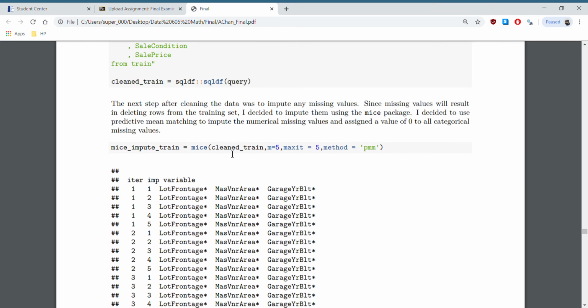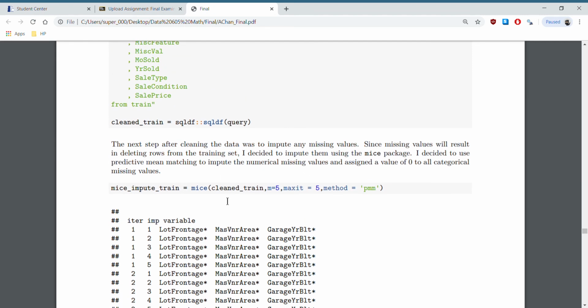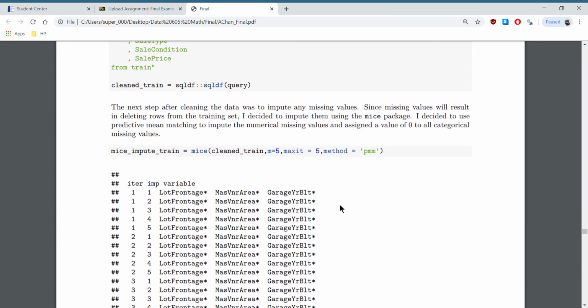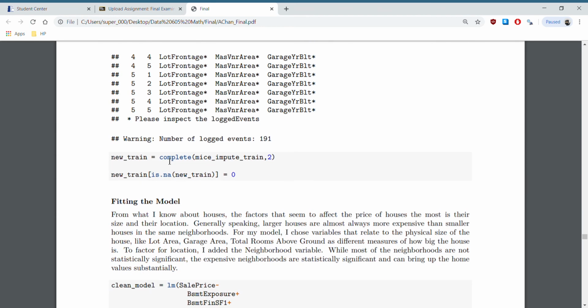Afterwards I imputed the missing data, and this mice function uses predictive mean matching to impute the data where it's missing, going through iterations, and that imputes all of the numerical data. So any missing value in the numerical data got imputed with the mean matching, and all of the categorical data that was otherwise missing, I just assigned to 0, so that the model will still fit and not exclude any rows.